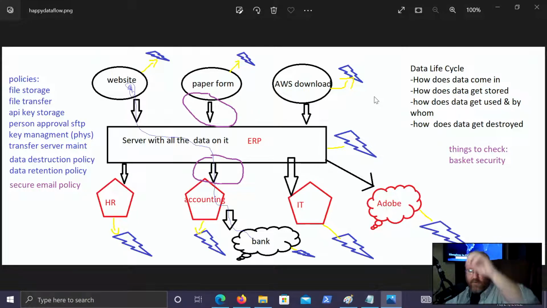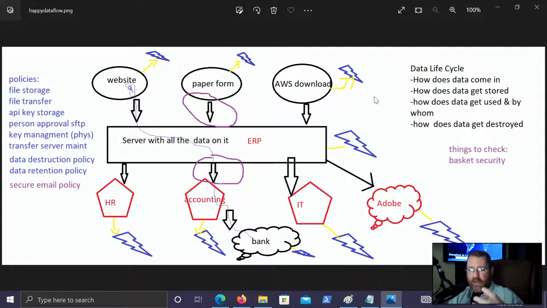As it goes to something like HR or accounting or IT, you want logs of who downloaded that, where that download is going, and who is doing it. So let's take HR for example, because that's just the first one there.